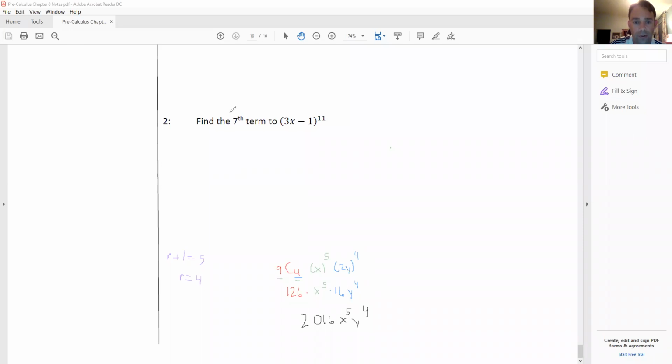Let's see how I did here. So here's our seventh term. So that means r plus 1 is 7. So r is 6. Okay, so here's our n value. We have our r value. So that means this is going to be 11c6. And if you type in 11c6, you get 462.